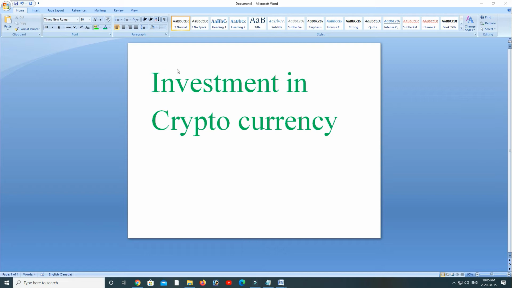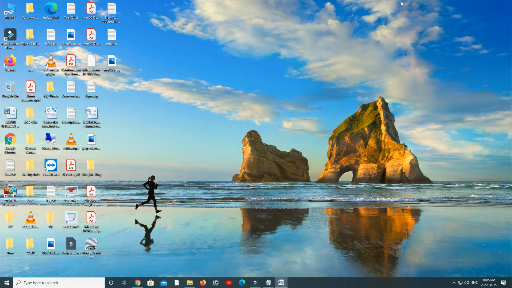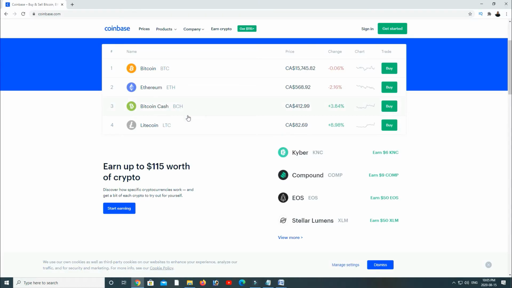Okay, so let's begin. I will show you how you can buy and sell any of these cryptocurrencies. Before doing this, I will give you all of these links in the description below, so don't worry.